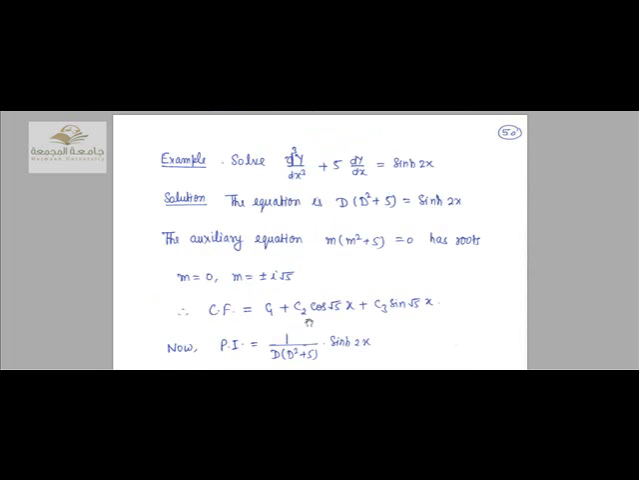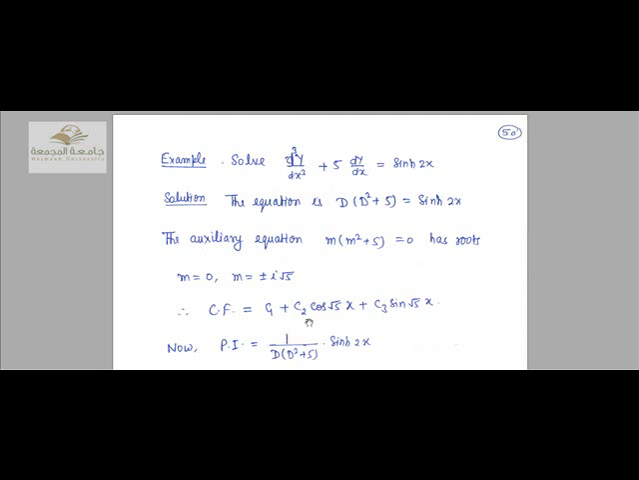Now we are going to solve another problem: d³y/dx³ + 5 dy/dx = sinh 2x. The equation is (D³ + 5D)y = sinh 2x. The auxiliary equation m³ + 5m = 0 has roots m = 0 and m = ±i√5.